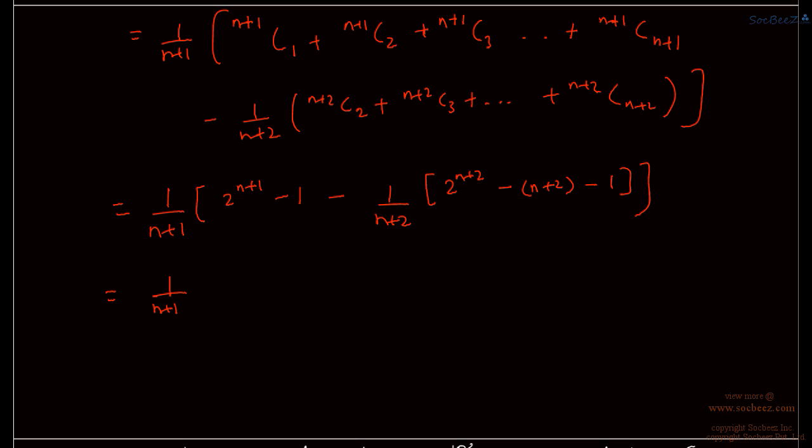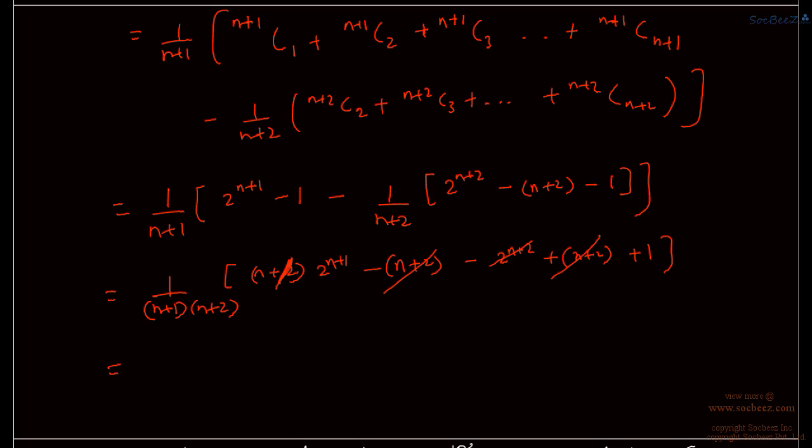So what we have here is, again I just multiply n plus 2 here, take that common. So n plus 2 times 2 power n plus 1 minus n plus 2, that is minus of 2 power n plus 2, plus minus becomes plus, right? Plus 1. These terms cancel. And for this one, you see that 2 into 2 power n plus 1 will give you 2 power n plus 2, right? So this term also cancels with this one, this 2.